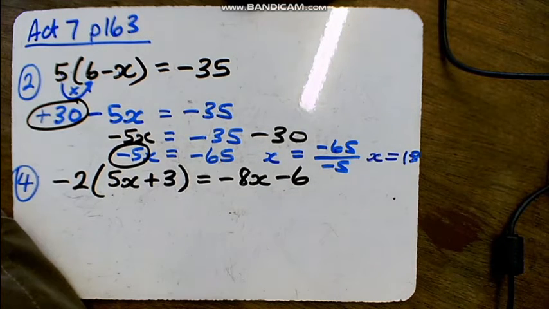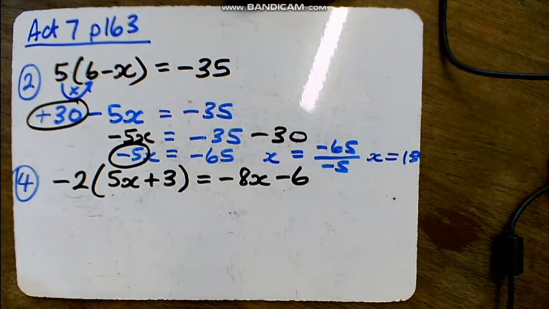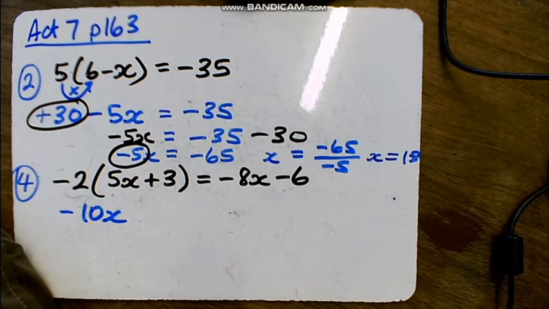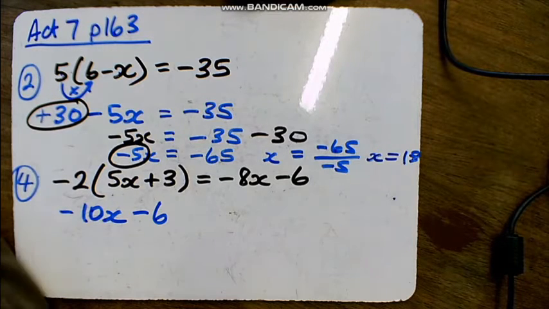Right, so distributive property starts here. Right, so distributive property, I'll say negative 2, good. Negative 2. Right, so we got minus 10x minus 6, and on the right hand side we'll have negative x minus 6.